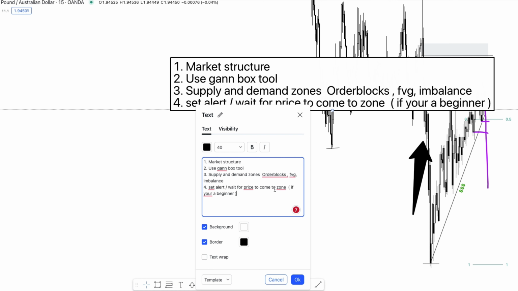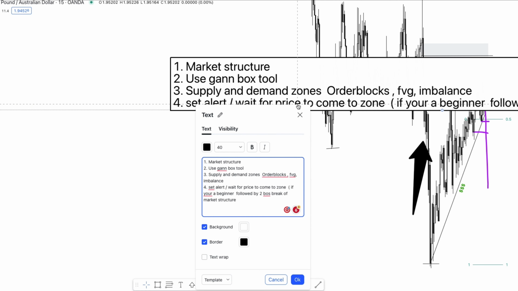So I'm actually going to say this. Wait for price to come to your zone if you're a beginner, followed by 2 BOS, and that stands for break of structure. 2 BOS, break of market structure. Sorry guys, it's all sloppy.